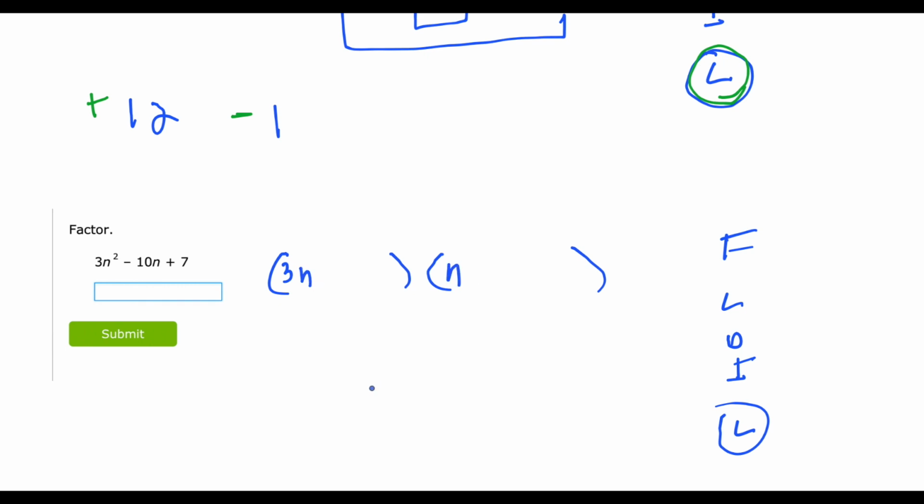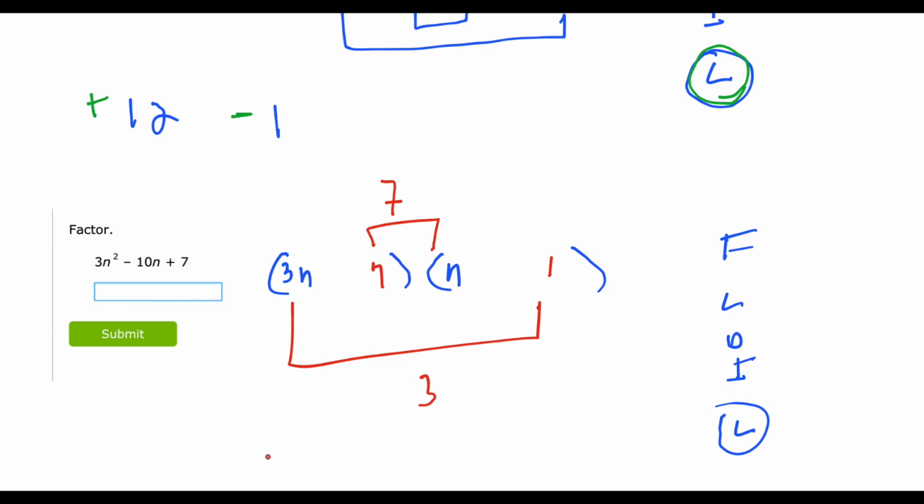And then you look at your last and what multiples get you 7. 7 and 1. Now what? And then you're going to multiply the outsides, which you get 3, and multiply the insides, which you get 7, and add those together. 7 plus 3 equals 10, which is the middle number.